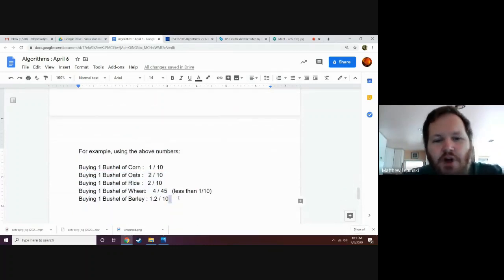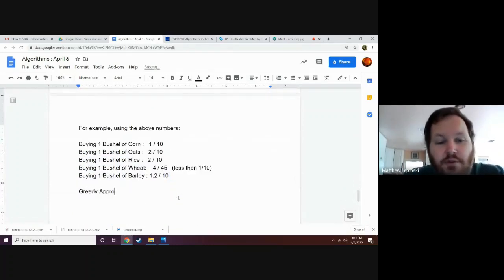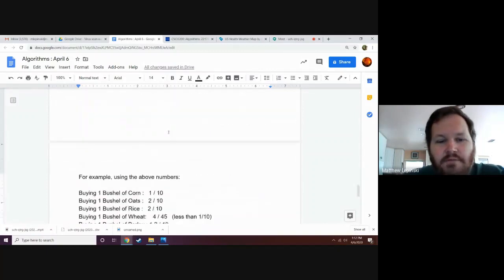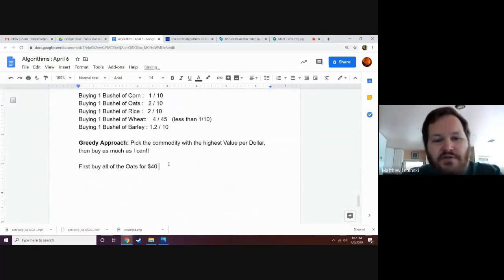I have a limited number of dollars, so the greedy approach is to pick the commodity with the highest value per dollar, then buy as much as I can. So basically, first buy all of the oats. How much does buying all of the oats cost? All of the oats is 40. So buy all of the oats for $40.